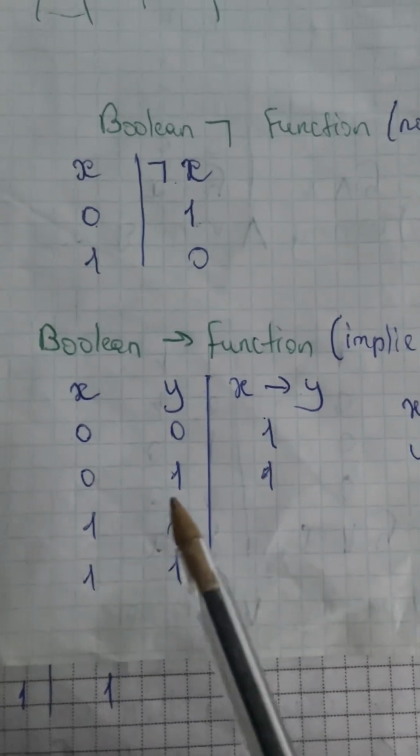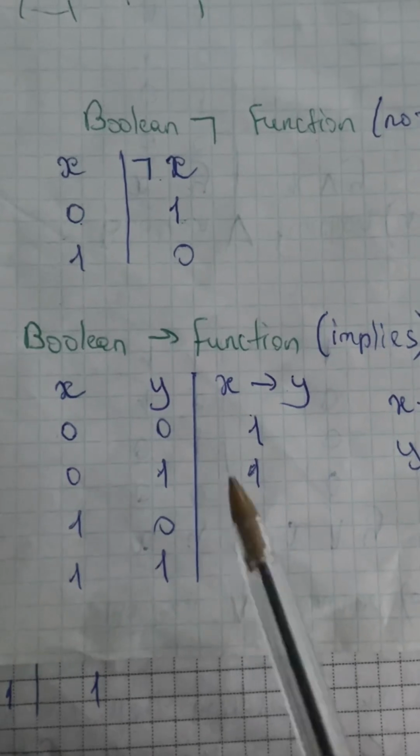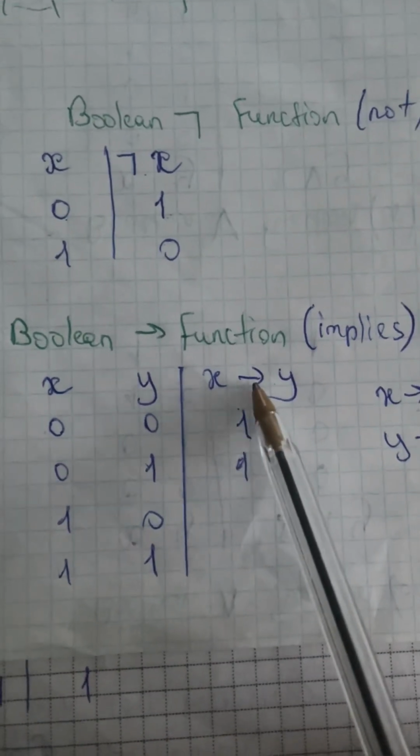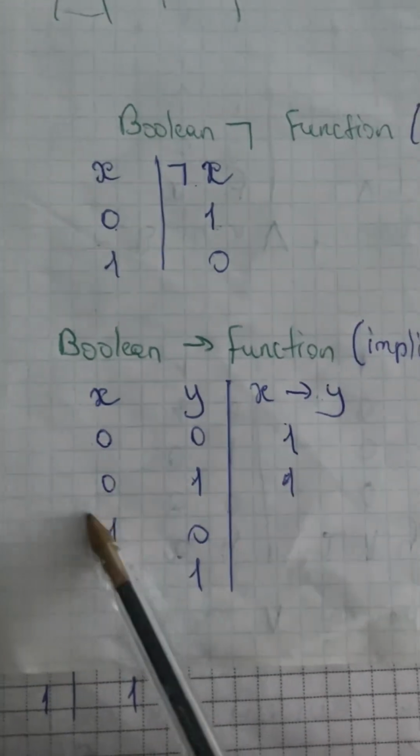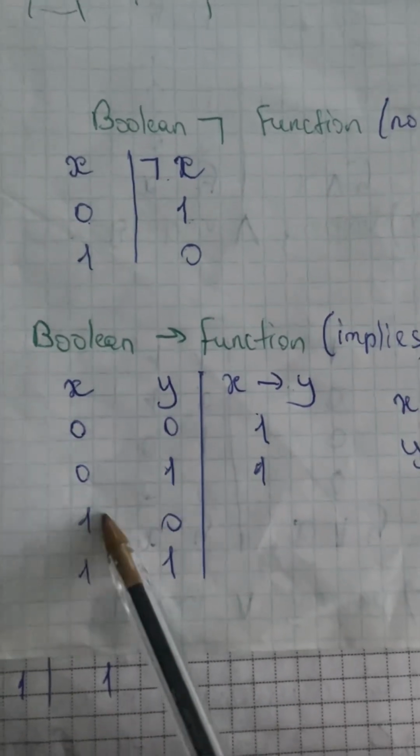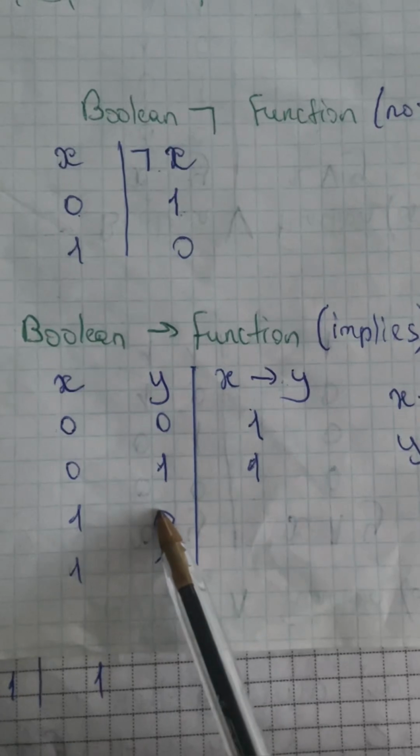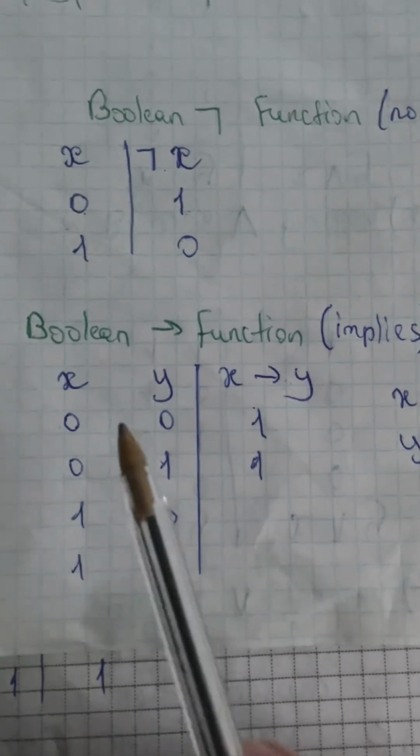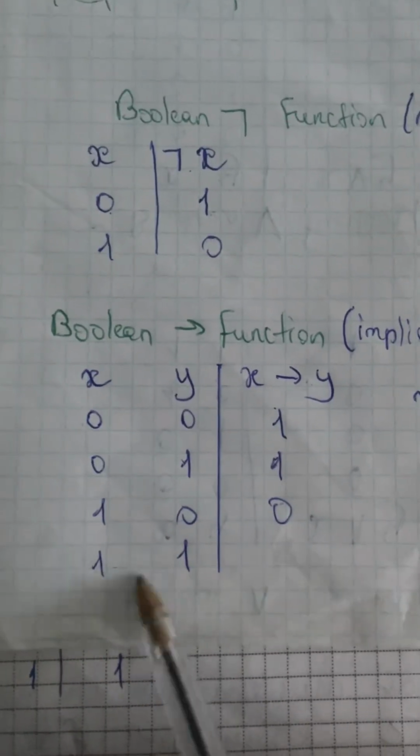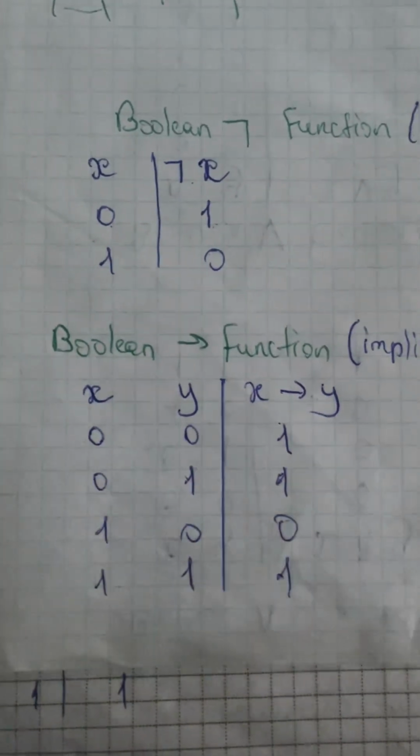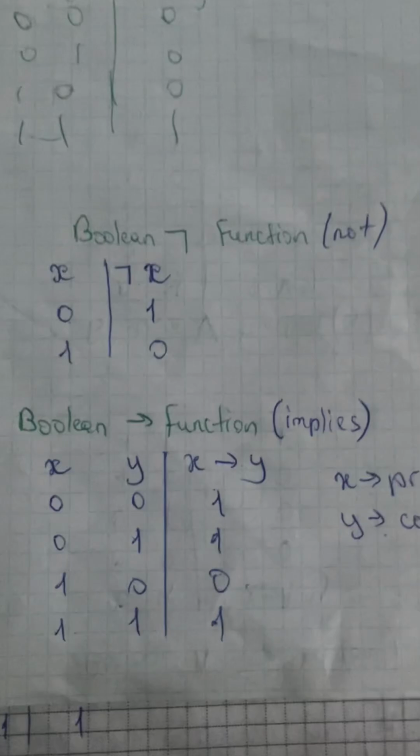And according to our rule, a logical implication, in other words the result is false only if the precondition is true while the consequence is false. Therefore this would be false. Here both of them are true, the result is also true.